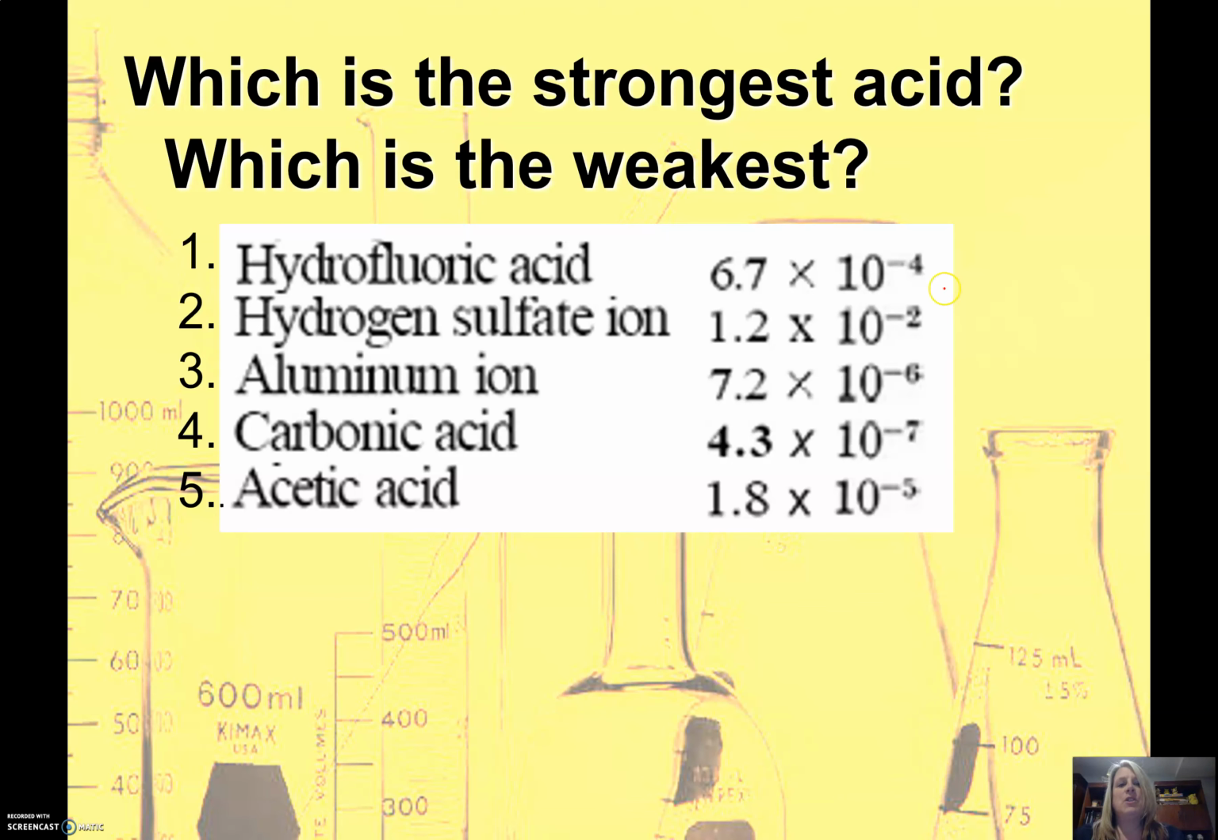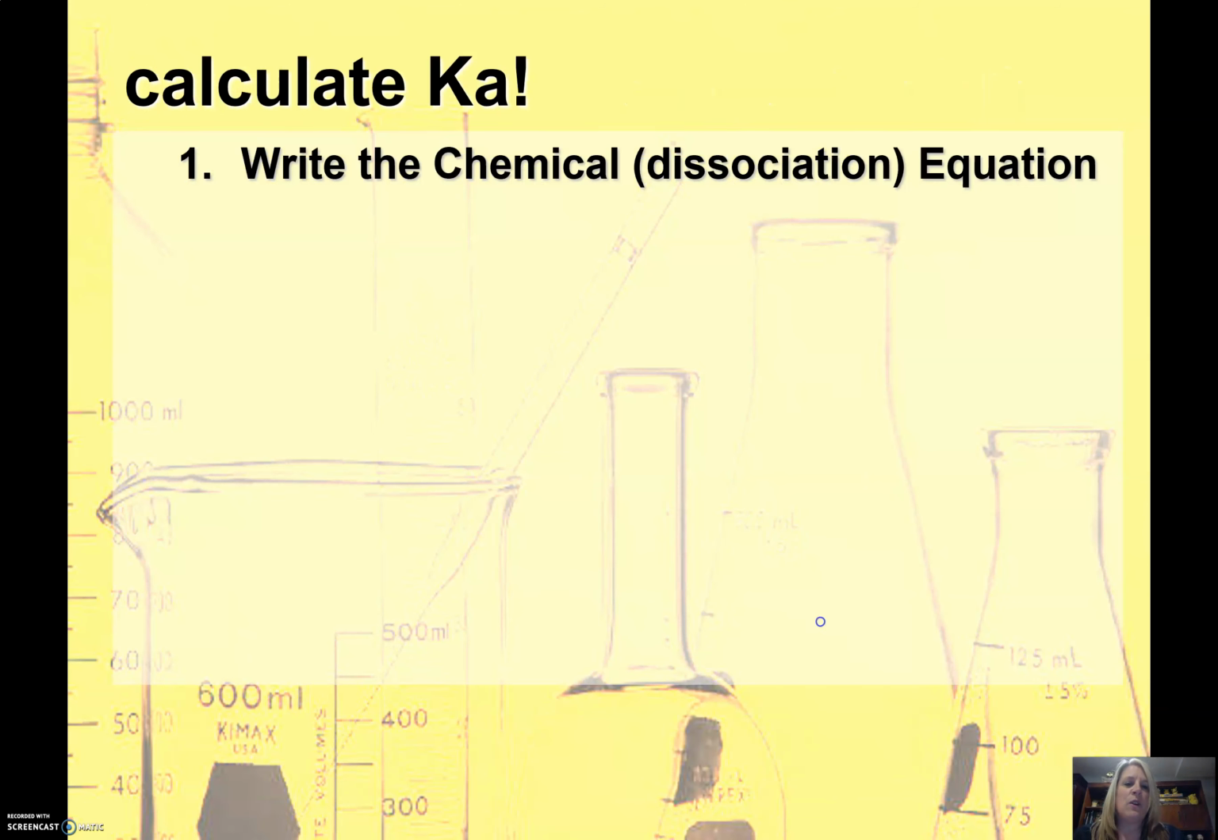Well, if you said number 2 was the strongest, you're correct, right? Because that number, 1.2 times 10 to the negative second, is the biggest number we have. The weakest one is the carbonic acid. That's what's in your soda. Yes, there's acid in your soda. Bad for your teeth. So that one is our lowest Ka, so it's our weakest acid.